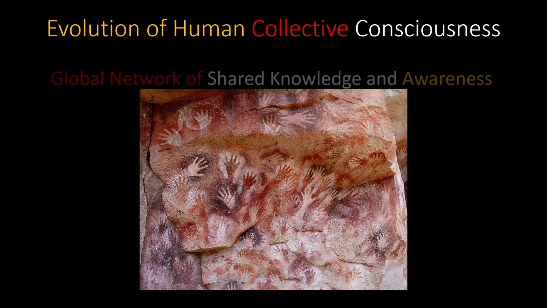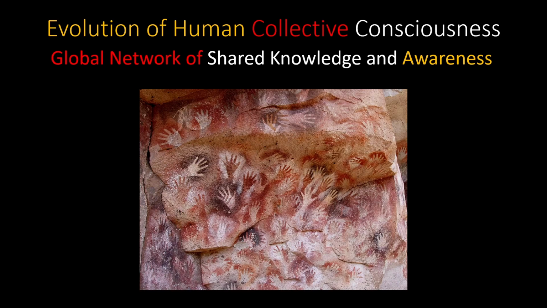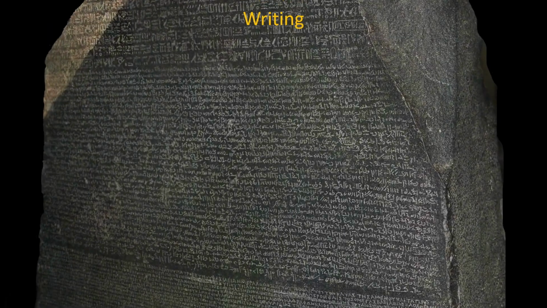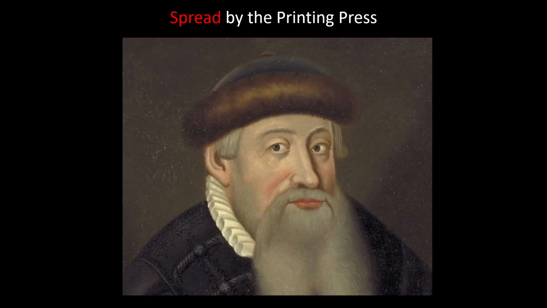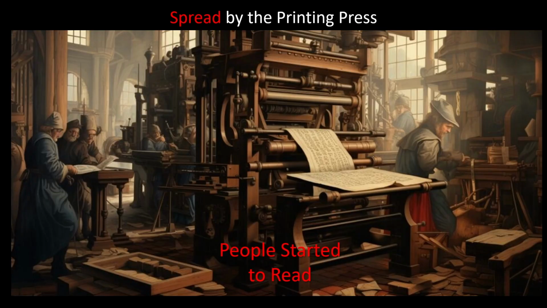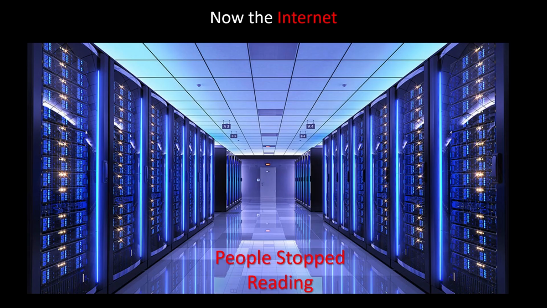Human collective consciousness. Look at what people started to do. I'm here, this is me. This is who I am. This is the first art, showing who they are. Writing came into being, and now teaching could really be spread. And then with the printing press, people started to read, and people could learn all kinds of things. And then the internet, and now a lot of us stopped reading.